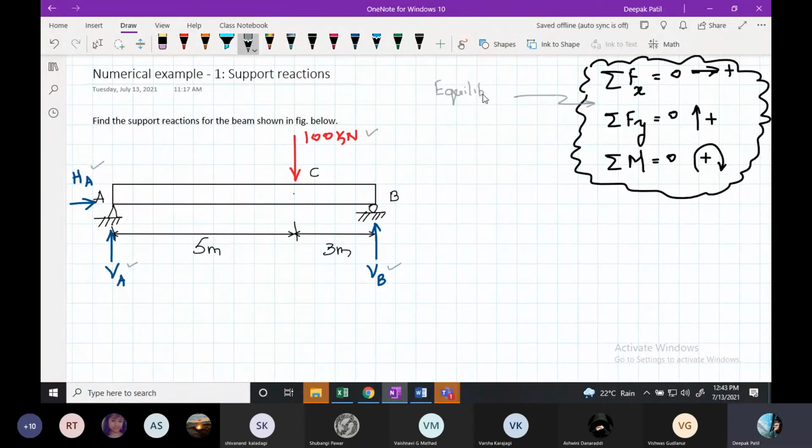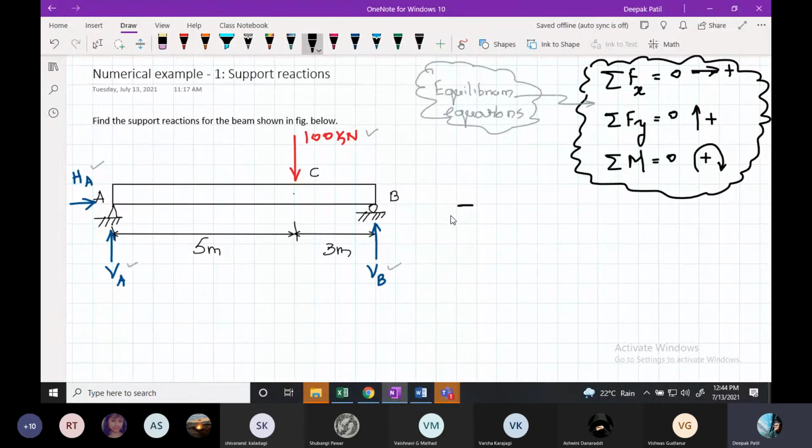So these are the equilibrium equations for a non-concurrent force system. And we are going to use these three equilibrium equations only in this example to get the values of HA, VA and VB. So let us do that. There is no hard and fast rule that you have to apply them in this sequence. You can follow any sequence. You can apply summation of Fy first, or summation of Fx first, or summation of M also.